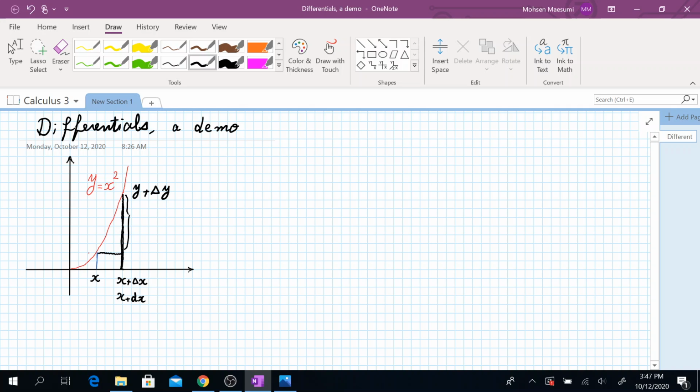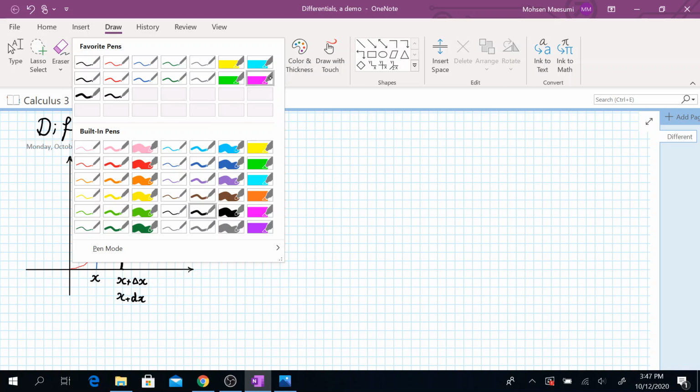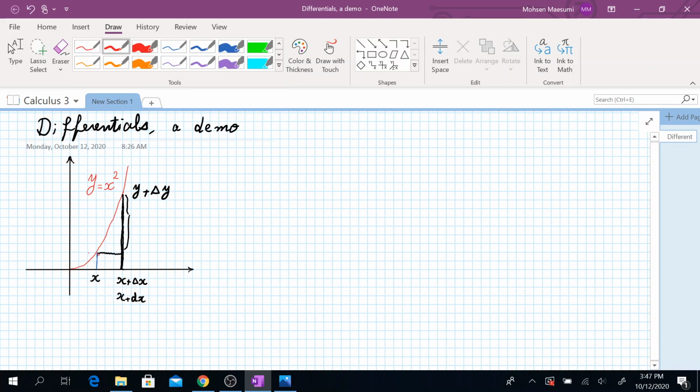Now, to have an approximation for delta y, we said that we are going to consider the tangent line at the starting position and see where that goes. So let's suppose we take a tangent line and let's assume that this is the intersection of the tangent line at this point. So what we are going to do is to consider this point as an approximation for this one. So the exact one is y plus delta y, and this one we are going to show it by y plus dy.